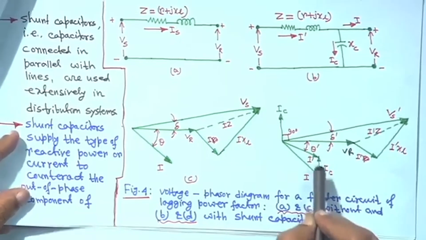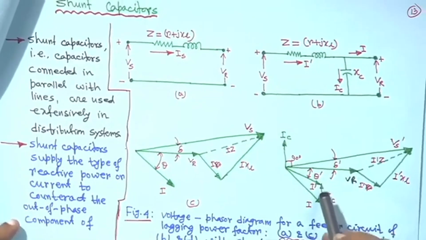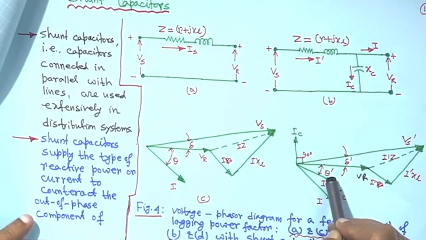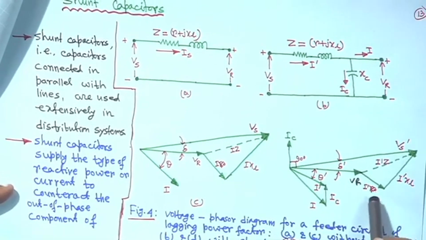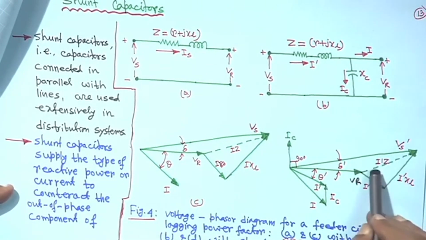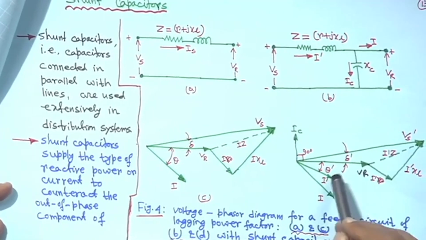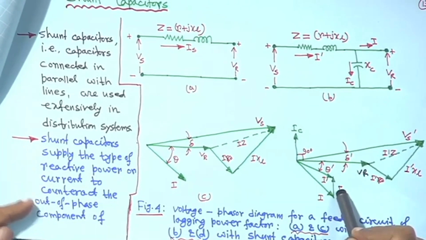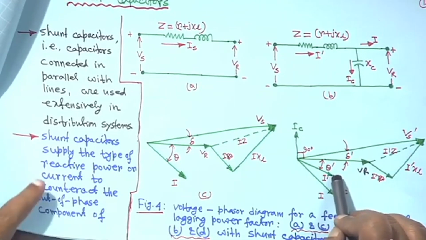So, that means the effective current magnitude I dash is decreasing. The power factor angle was theta, now it is theta dash because of the capacitor. That means theta dash is decreased, so the power factor is improved, right. Therefore, this is I dash R, this is I dash XL, and this is I dash jXL, which gives the voltage drop. That is why a shunt capacitor improves the power factor, whereas in a series capacitor there is no change of theta, but in the case of a shunt capacitor there is a change of theta, right.